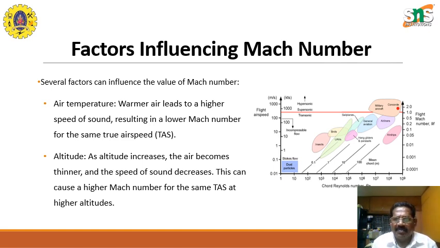The factors influencing the Mach number include the air temperature and the altitude. Air temperature: warmer air leads to a higher speed of sound, resulting in a lower Mach number for the same true airspeed. Altitude: as altitude increases, the air becomes thinner and the speed of sound decreases. This causes a higher Mach number for the same true airspeed at higher altitudes. So we have to ensure that we know the air temperature and the altitude.